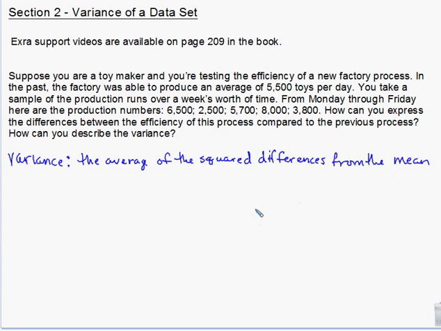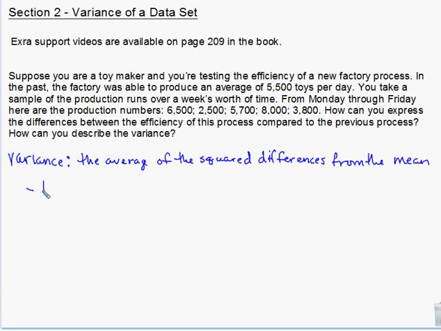Basically, the difference from the mean means we take the data, we subtract the average, and then we square all of them. And then it's the average of all that. Okay, that doesn't really tell you what it's for, right?